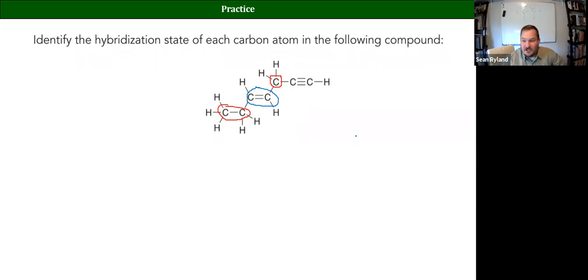So they'd be sp2, so it'd be trigonal planar. Which we saw also with the oleic acid in the lab, right there. The oleic acid had the one double bond right in the middle, that made those carbons planar.